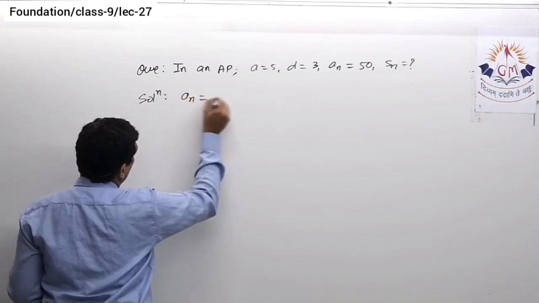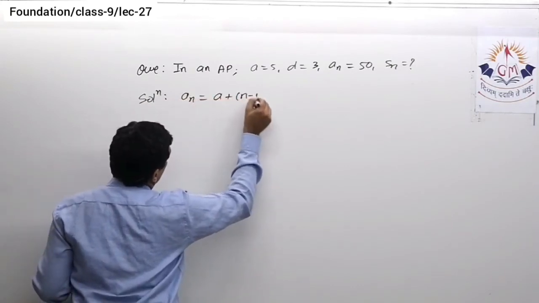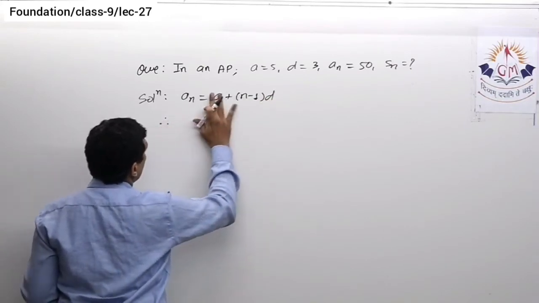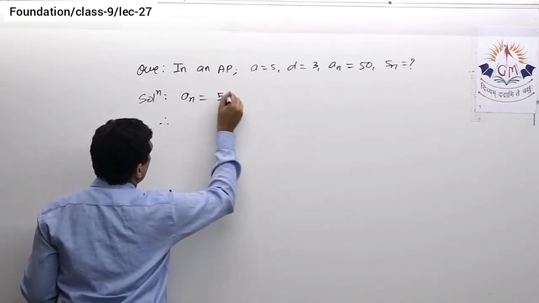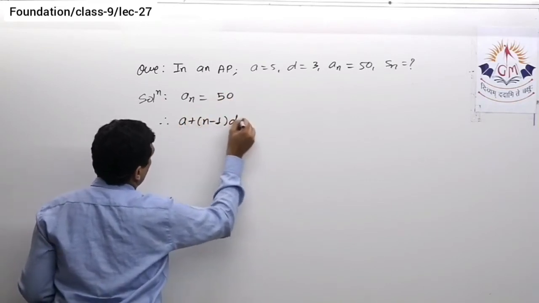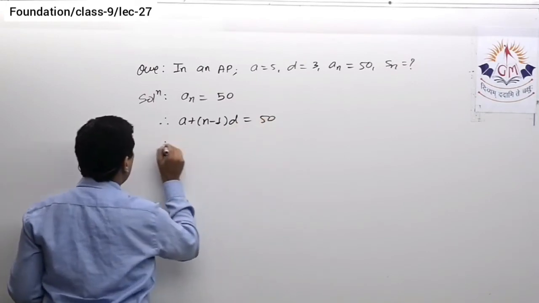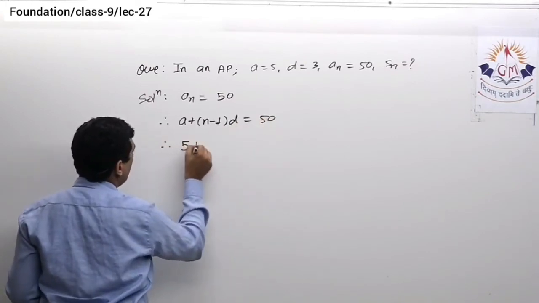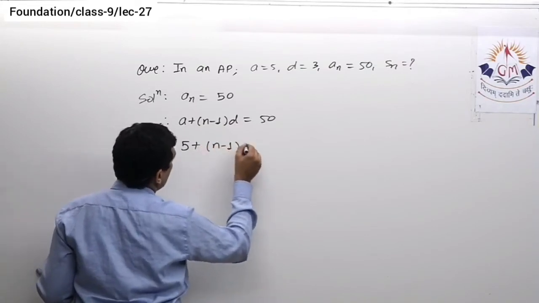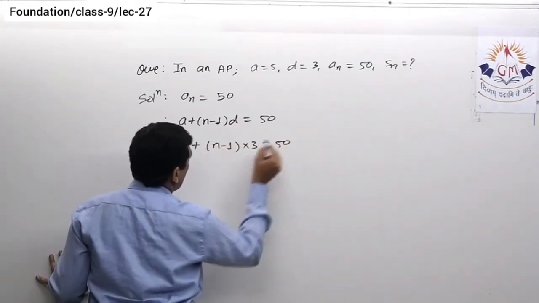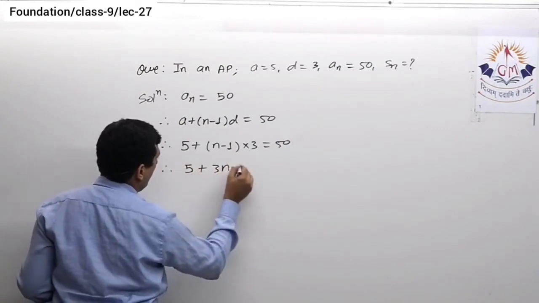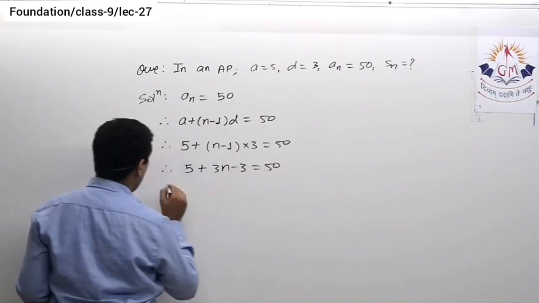So an is equal to a plus n minus 1 into d, and an is what? An is 50. So we'll start in this way. An is equal to 50, but an is equal to a plus n minus 1 into d. Now a is 5, n we have to find, d is 3, equal to 50. So 5 plus 3n minus 3 is equal to 50.